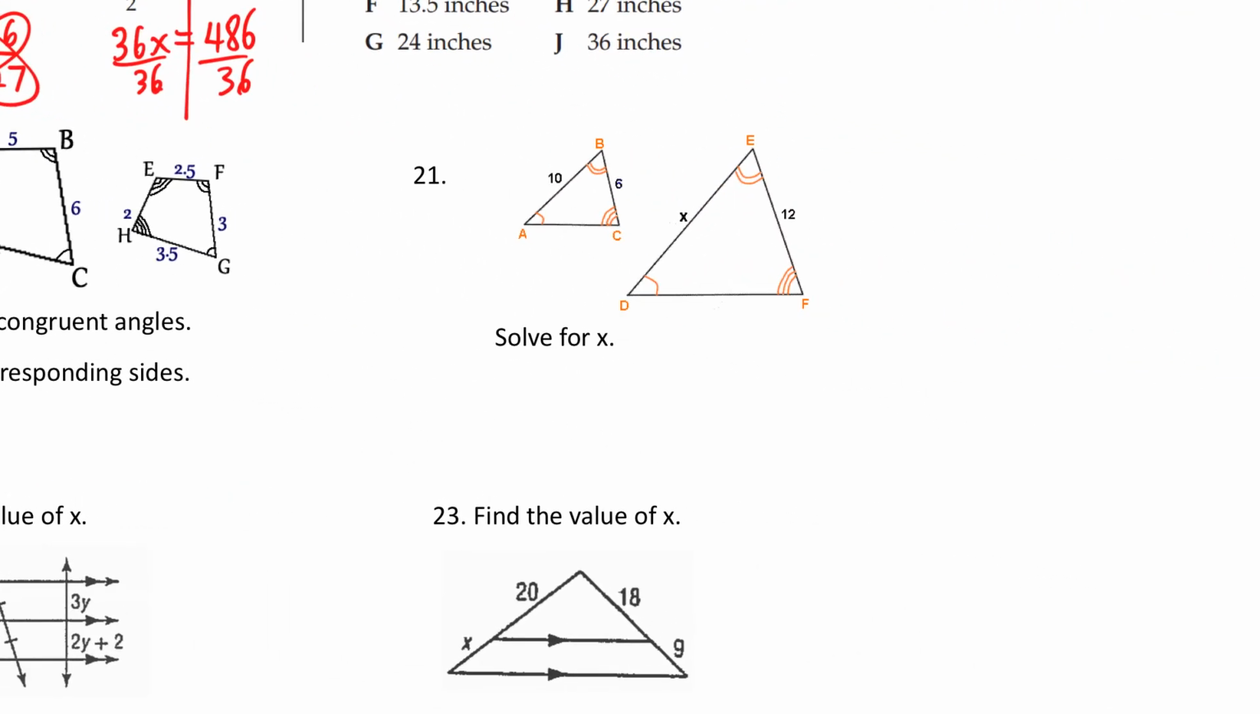So on number 21, these are similar. All the angles are congruent. So 10 is to X as 6 is to 12. 6X equals 120, divided by 6. So X is just 20 here.